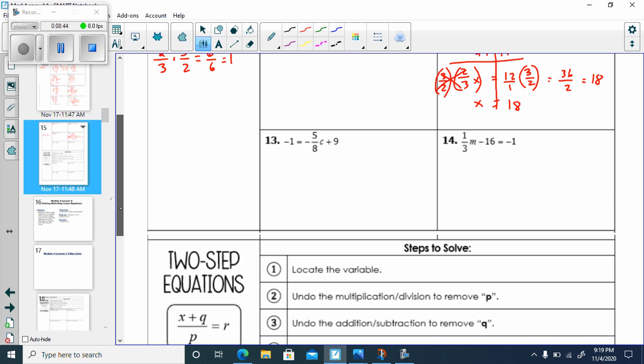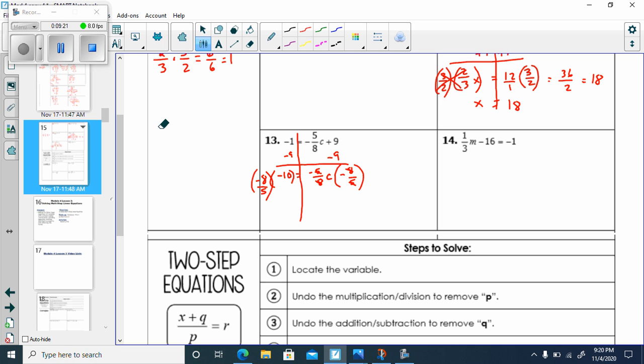Let's look at number 13. Let's do the same thing here. We're solving for c, our variable. If we subtract 9 from each side, we've now got -10 is equal to -5/8 times c. I'm multiplying by a fraction, so to get rid of that fraction, I need to multiply by its reciprocal, -8/5. That would cancel my fraction here, but I need to multiply this -10 by -8/5.